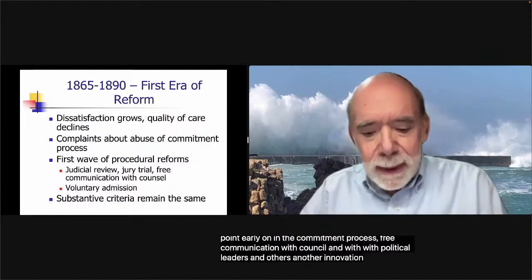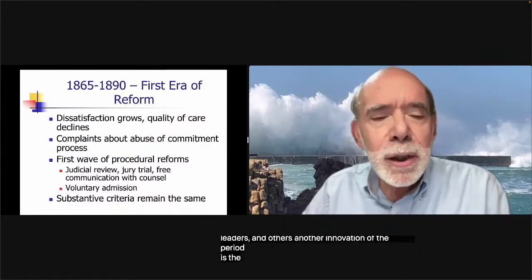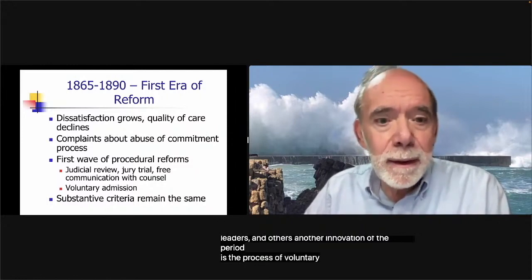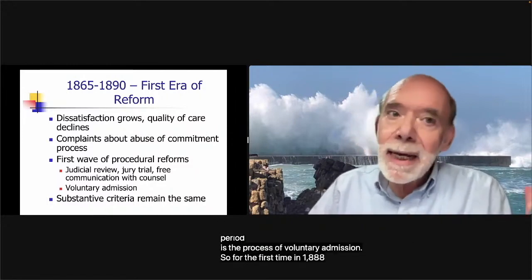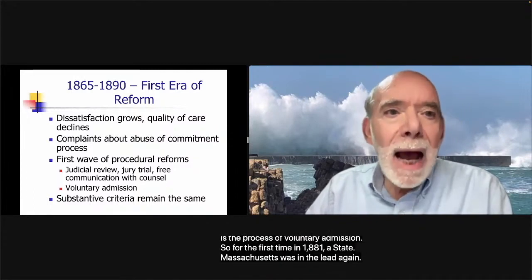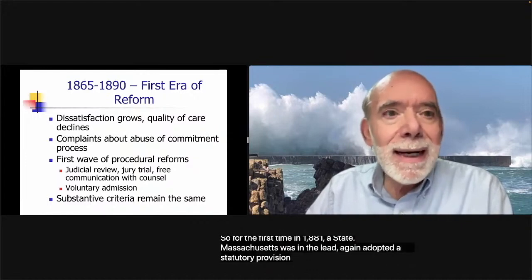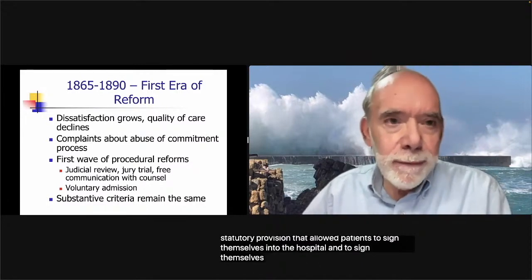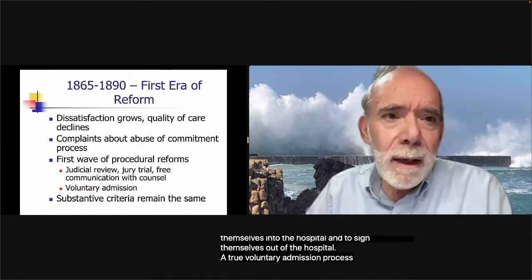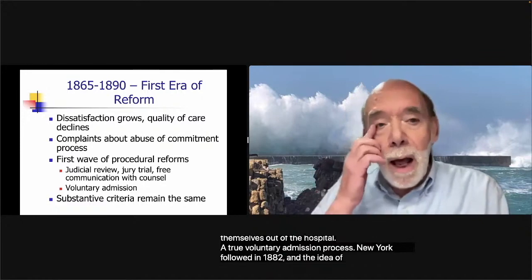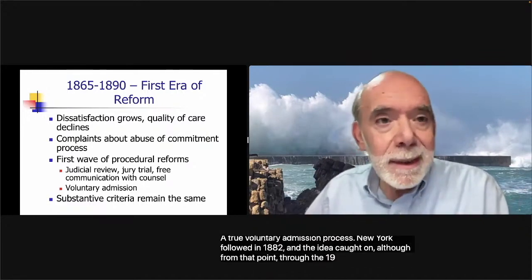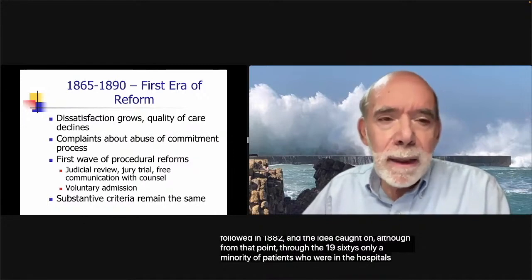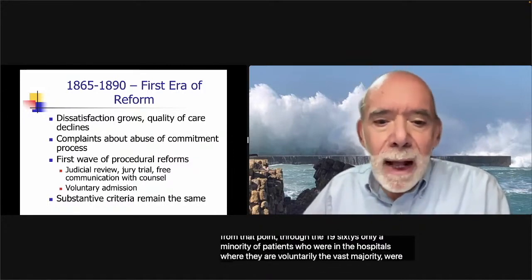Another innovation of the period is the initiation of a process of voluntary admission. So for the first time in 1881, a state, Massachusetts was in the lead again, adopted a statutory provision that allowed patients to sign themselves into the hospital and to sign themselves out of the hospital, a true voluntary admission process. New York followed in 1882, and the idea caught on, although from that point through the 1960s, only a minority of patients who were in the hospitals were there voluntarily. The vast majority were still involuntarily committed.